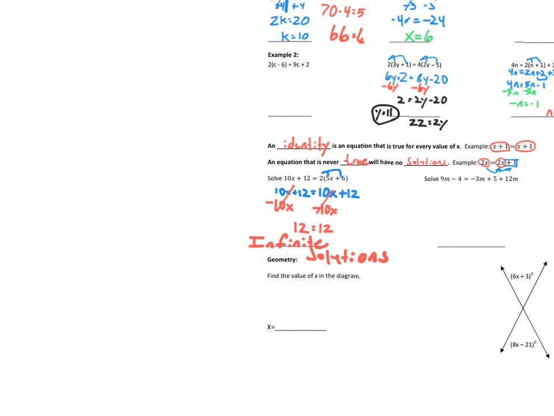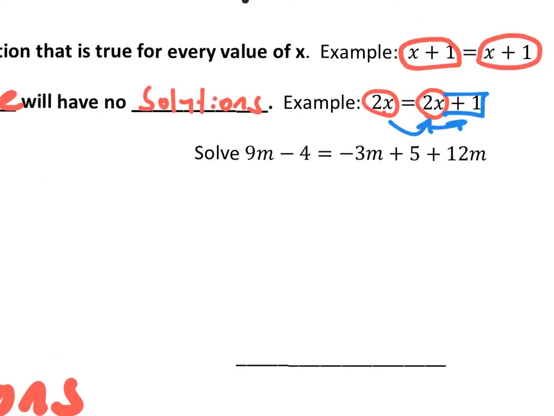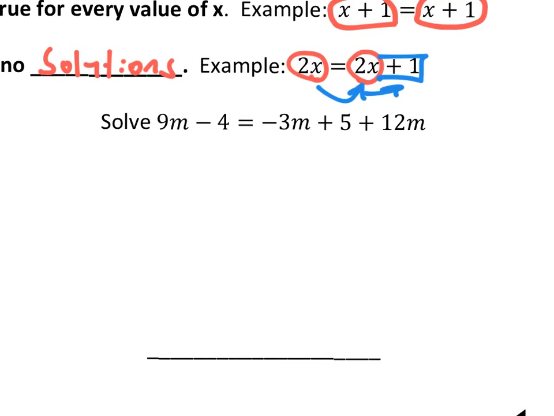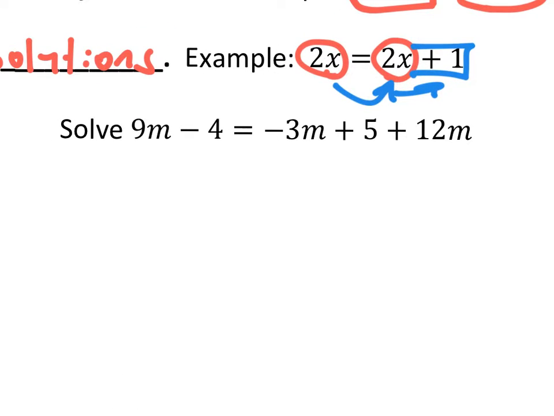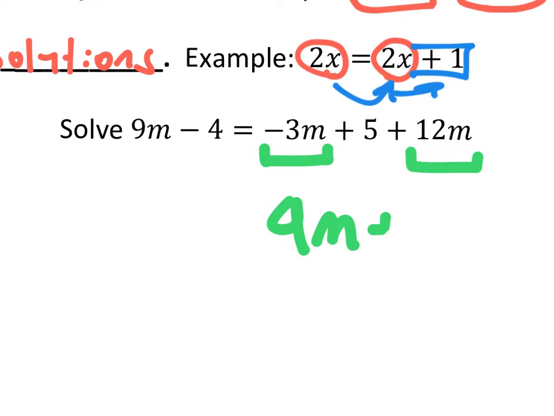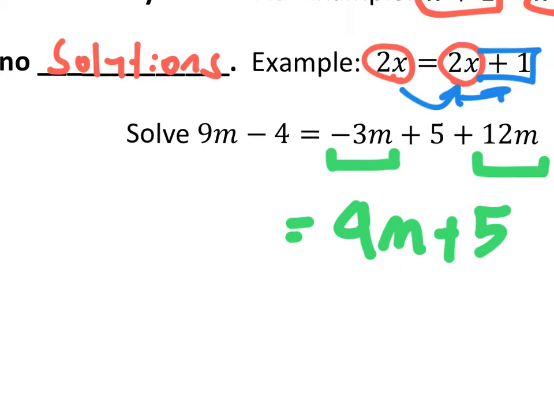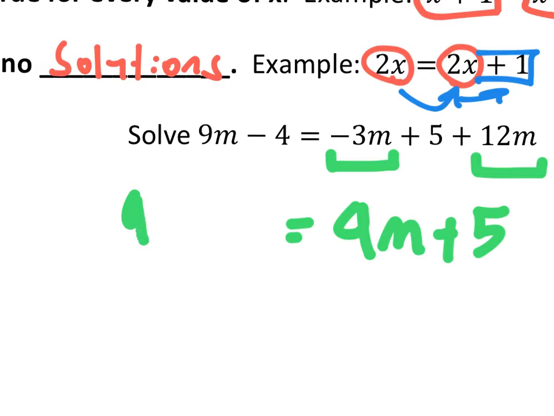So, in a similar concept, you will also see equations that have no solutions be disguised as well. That's what's going on here, because I have some like terms. I've got a negative 3m, positive 12m. I could combine that to get myself a 9m plus 5, and it will be equal to, on the other side, a 9m minus 4.